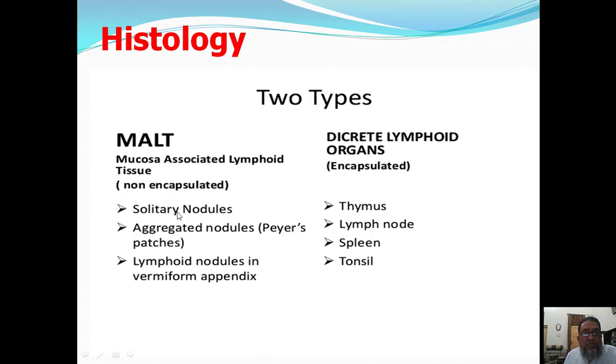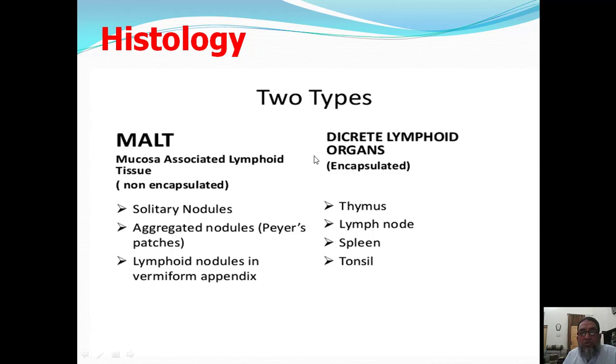Non-capsulated, it may be present in the form of a solitary nodule, or in the form of an aggregated nodule, that is patches in the small intestine, lymphatic nodules in the vermiform appendix. Scattered ones you will also see in the GIT, when you discuss the GIT in histology in second year, you will know very well.